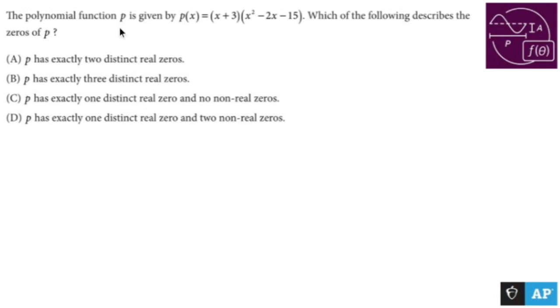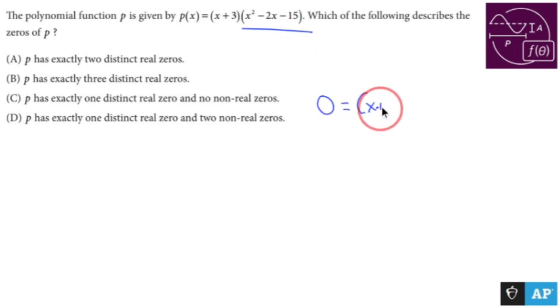The polynomial function p is given by p of x equals x plus 3 times the quantity x squared minus 2x minus 15. Which of the following describes the zeros of p? So before I even look into anything, if I want to find the zeros of p, let's see if I can factor that any further, and we'll set that equal to 0.